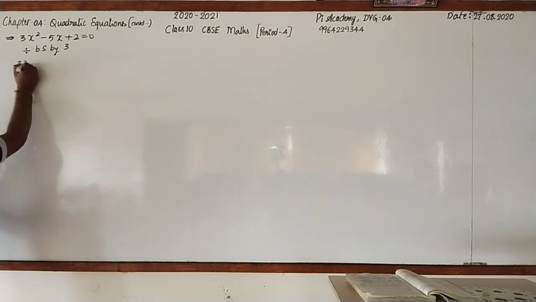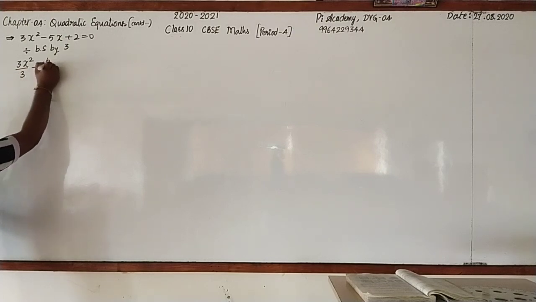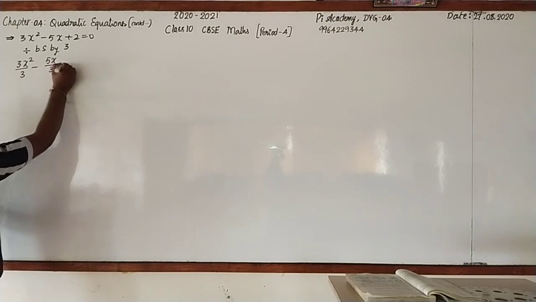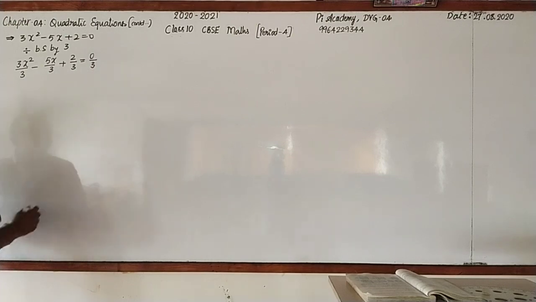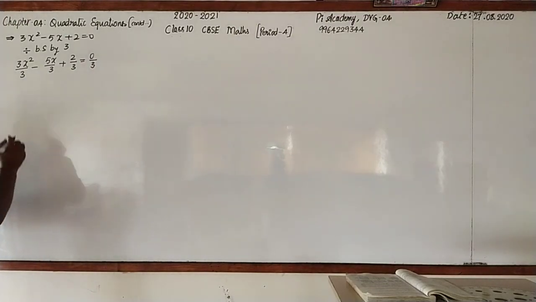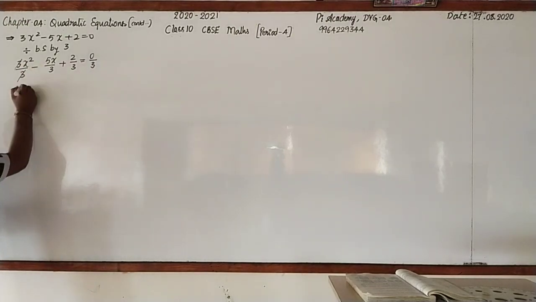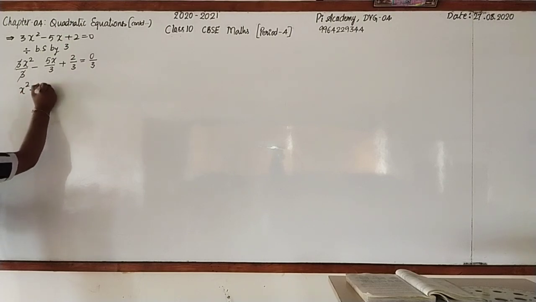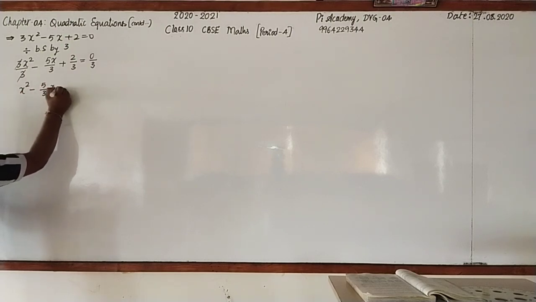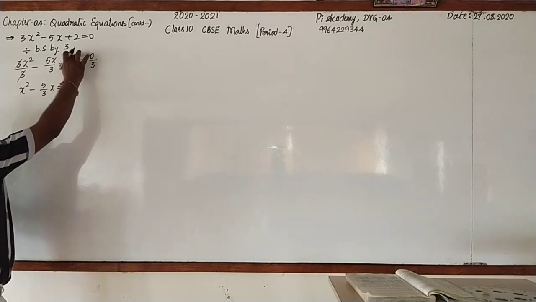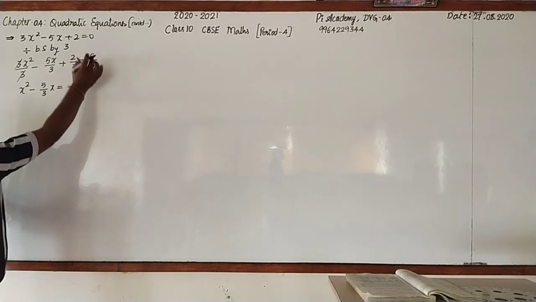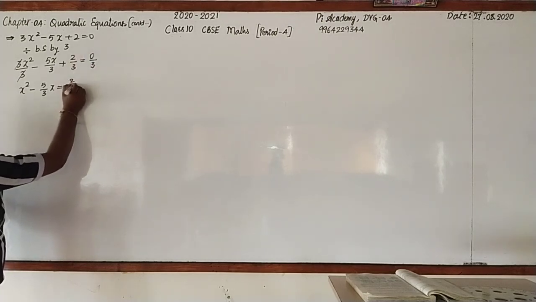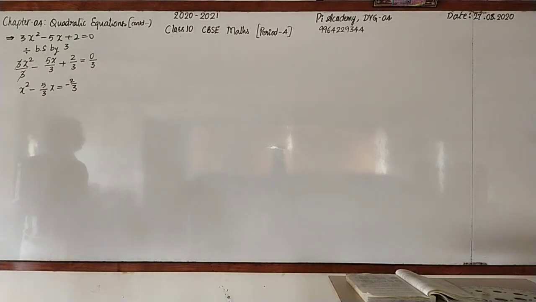Then we can write 3x square by 3 minus 5x by 3 plus 2 by 3 is equal to 0. Here, now observe, 3 and 3 get cancelled. We get x square minus 5 by 3 into x. You can transfer 2 by 3 to the right hand side. Here 0 by 3 is 0. Then 2 by 3 becomes minus 2 by 3. Hope that you have understood.